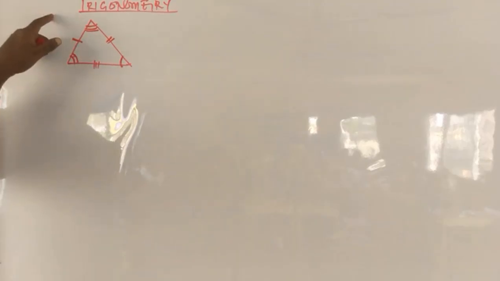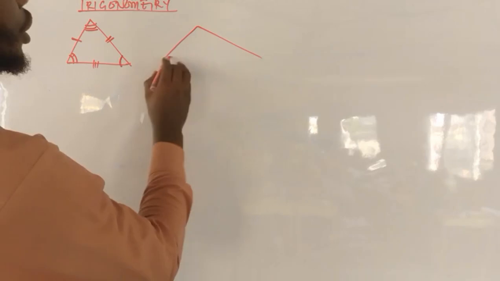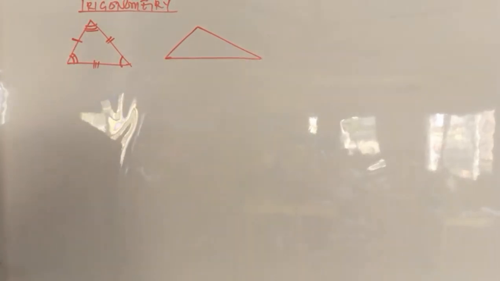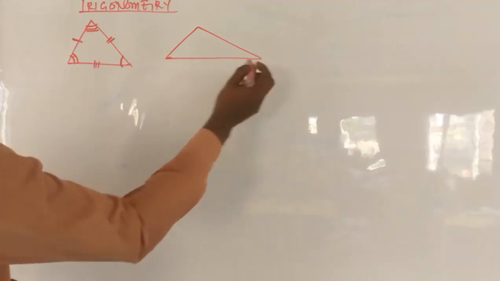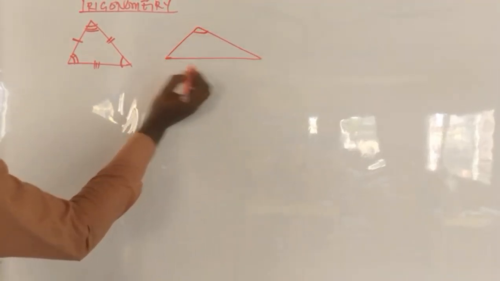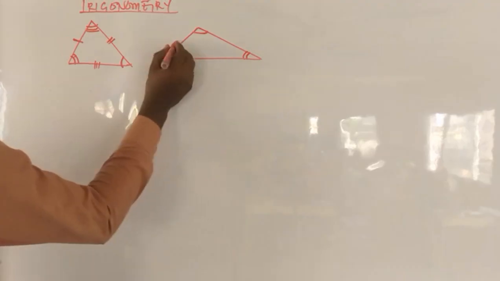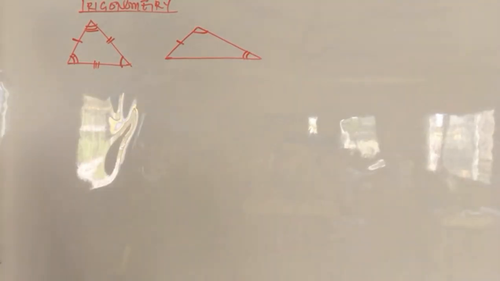So the longer the side, the bigger the angle facing it. For example, if I have a triangle this way, by merely looking, this is the longest side, right? So definitely this will be the biggest angle. This is the smallest side, definitely this will be the smallest angle.